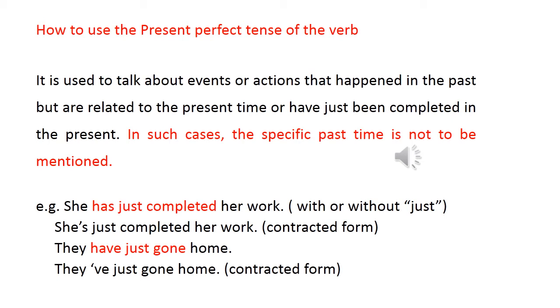Look at the contracted form also. She has just completed her work. She's just completed her work. She's. She has. It is not she is. Now, why did I say has? Because the main verb is the past participle form of the root verb complete.